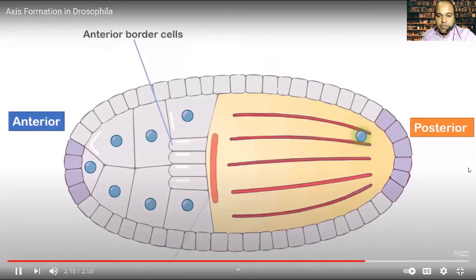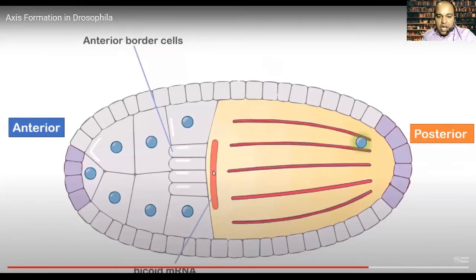Okay, so Oscar protein can bind with nanos mRNA. And here there is the bicoid protein which has been produced. So this is the bicoid mRNA that is going to be transferred towards the anterior side.